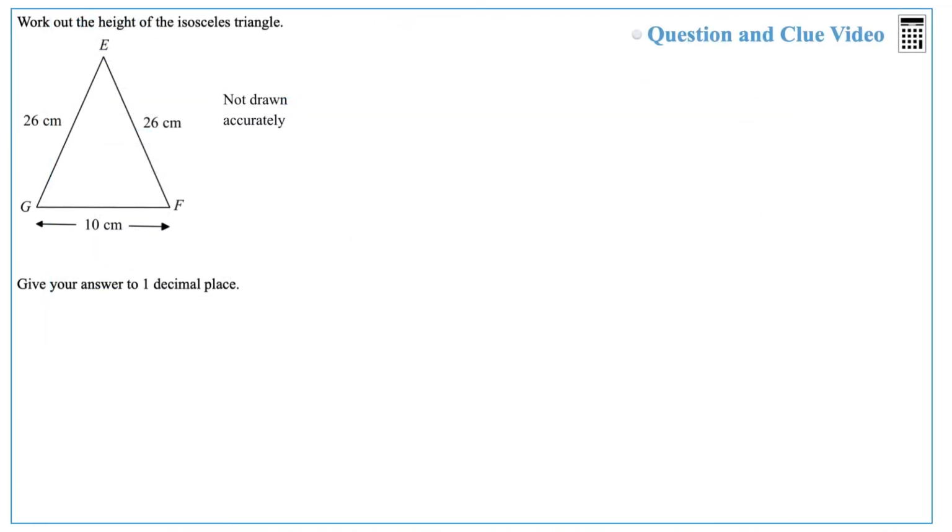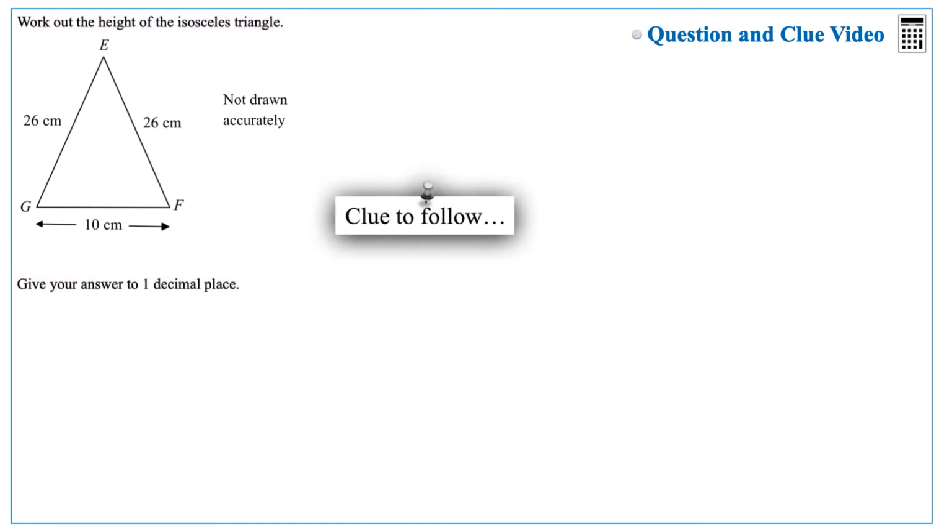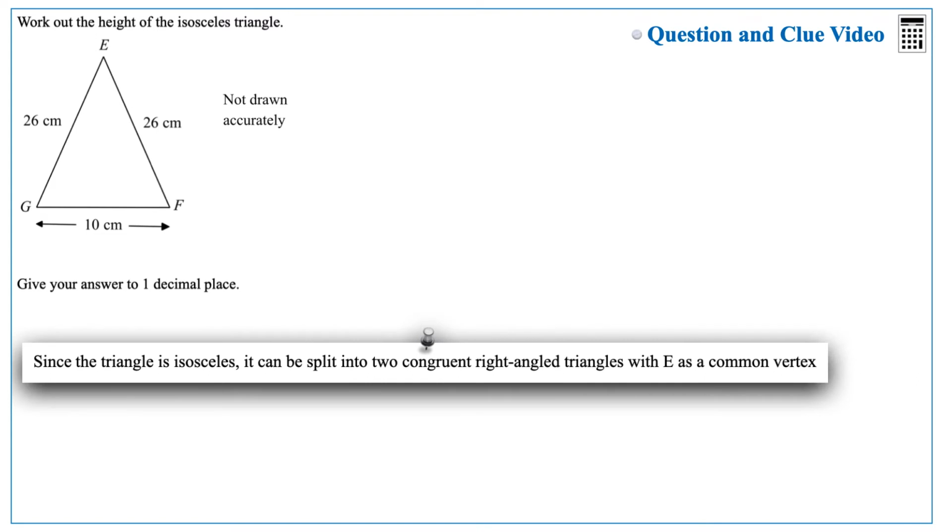Here is an example question and clue video and its solution video too. Work out the height of the isosceles triangle. Give your answer to one decimal place. Since the triangle is isosceles, it can be split into two congruent right-angled triangles with E as a common vertex.